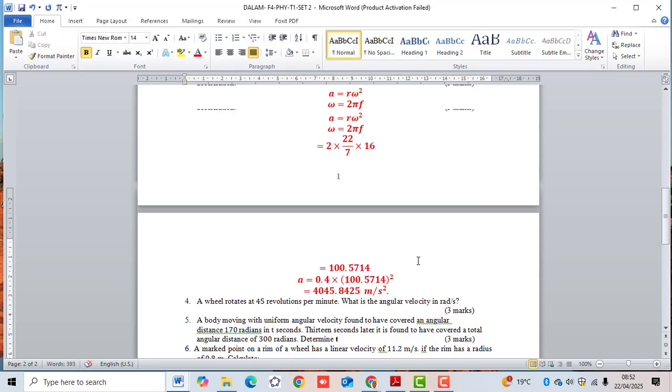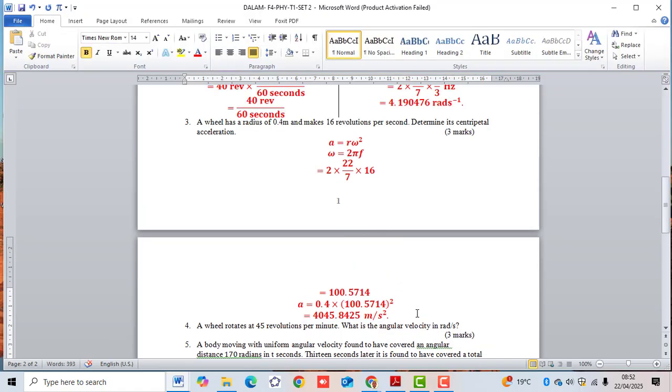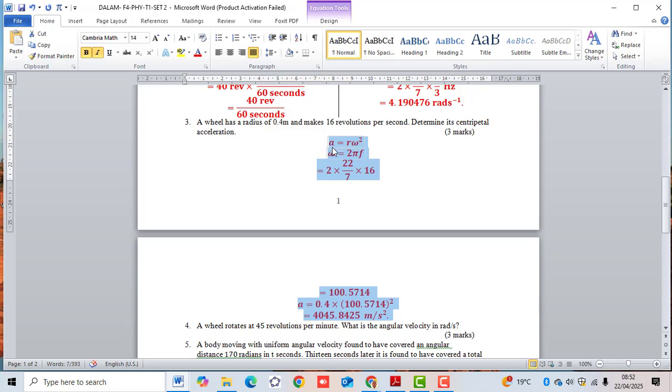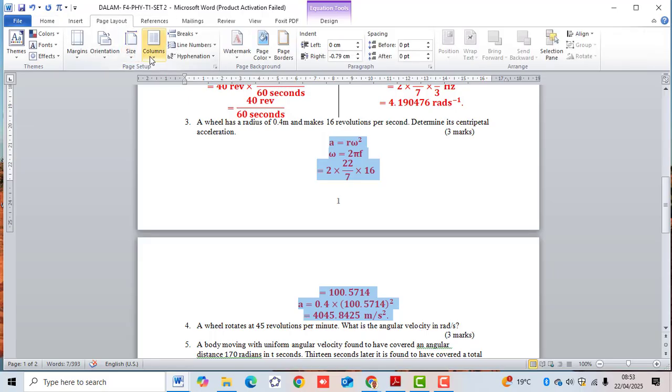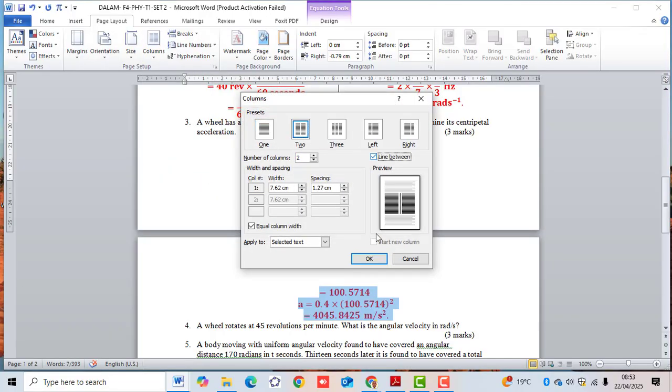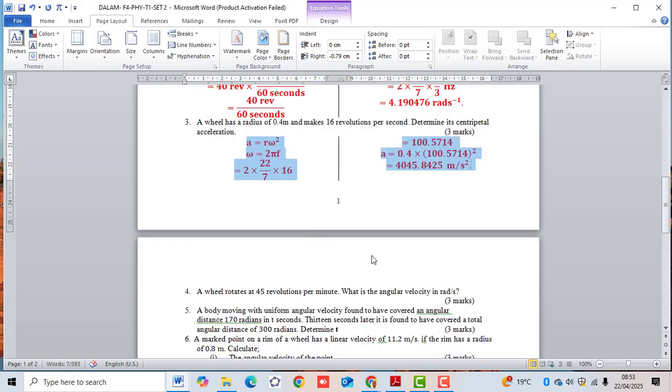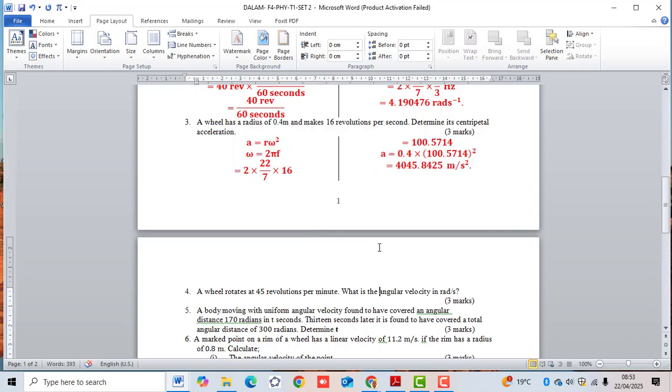Very good. So if you want to get the centripetal acceleration, it is r omega squared. You need to get the omega, which is our angular velocity. Then from there you use it to substitute in that formula of centripetal acceleration to get the centripetal acceleration.